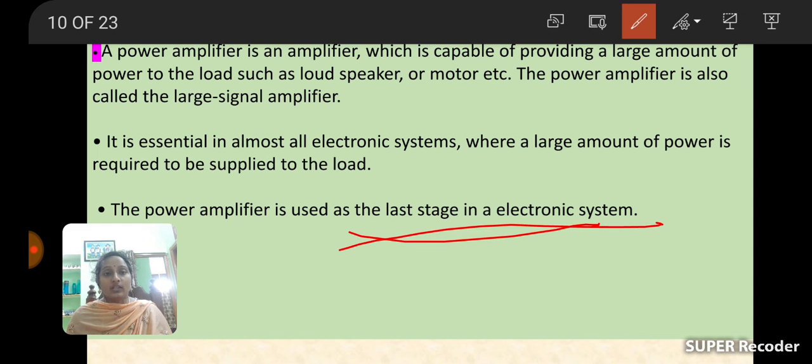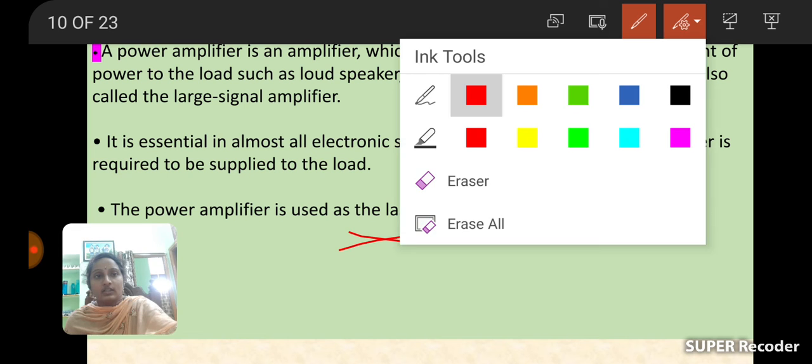Before we convert it into the sound signal, first we would like to raise the level of this signal, and only then is it given to the electronic system. So power amplifiers are used in front of loudspeakers, which occur at the last stage of the electronic system. Power amplifiers are used in front of loudspeakers, so this stage is the last stage in the electronic systems.